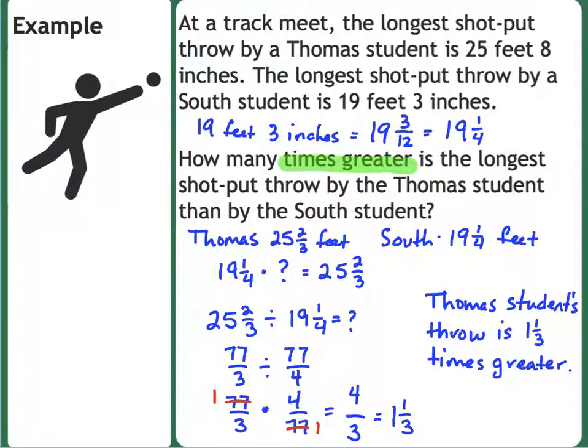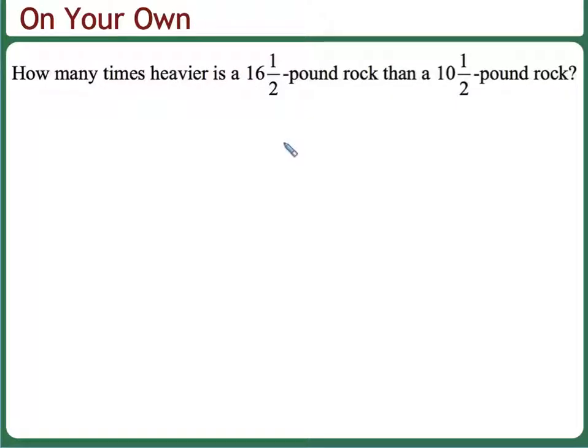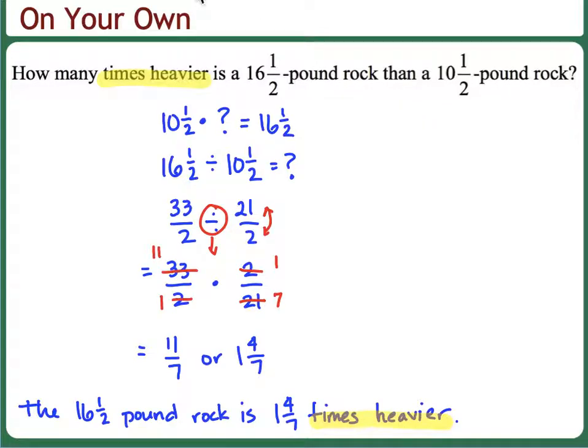Here's one for you to try. It's not quite as involved, but again, you want the heavier rock compared to the smaller rock. So you're going to divide 16.5 divided by 10.5. That will tell you how many times heavier. All right, so in this case, you get 1 and 4/7 times heavier.